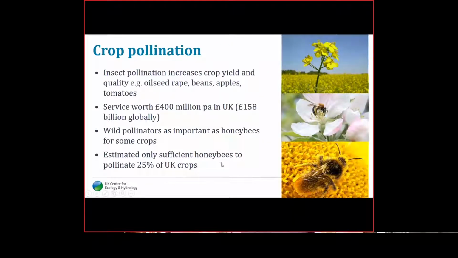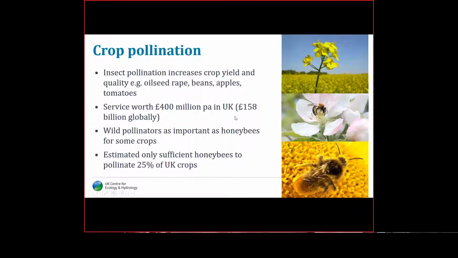In terms of pollination, we know that insect pollination increases yield and quality of crops, certainly globally, but in the UK, oilseed rape, beans, apples, and glasshouse tomatoes are the prime candidates. Even in the UK, where we're not growing massive amounts of directly insect pollinated crops, it does add up to quite a lot of money. And our research and other research has shown wild pollinators are as important as honeybees for some crops. And we've only got enough honeybees to pollinate about a quarter of the UK crops.